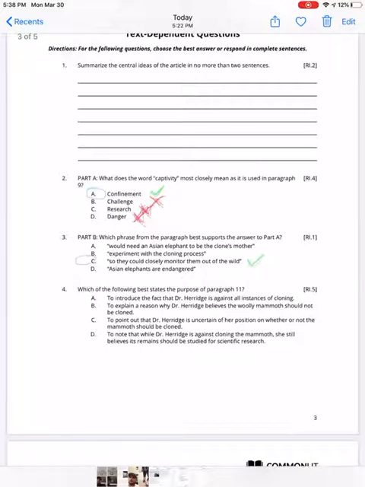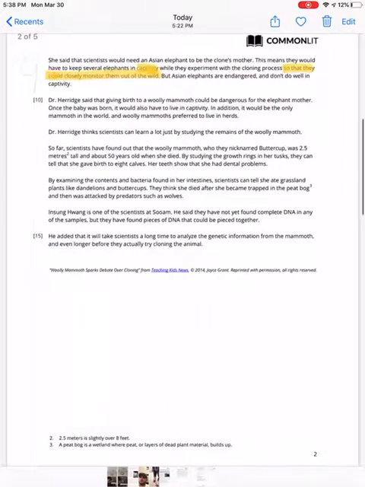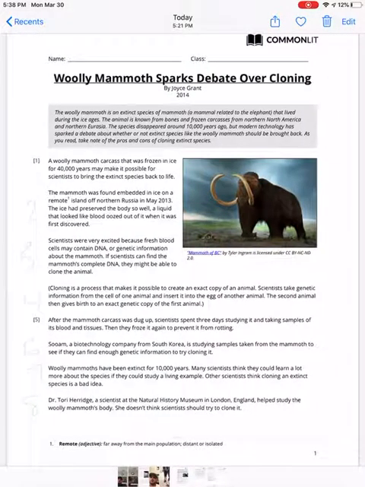So let's look at number 1. Summarize the central ideas of the article in no more than 2 sentences. All right? Let's look at this really quickly. I'm going to go back and I'm going to read it.